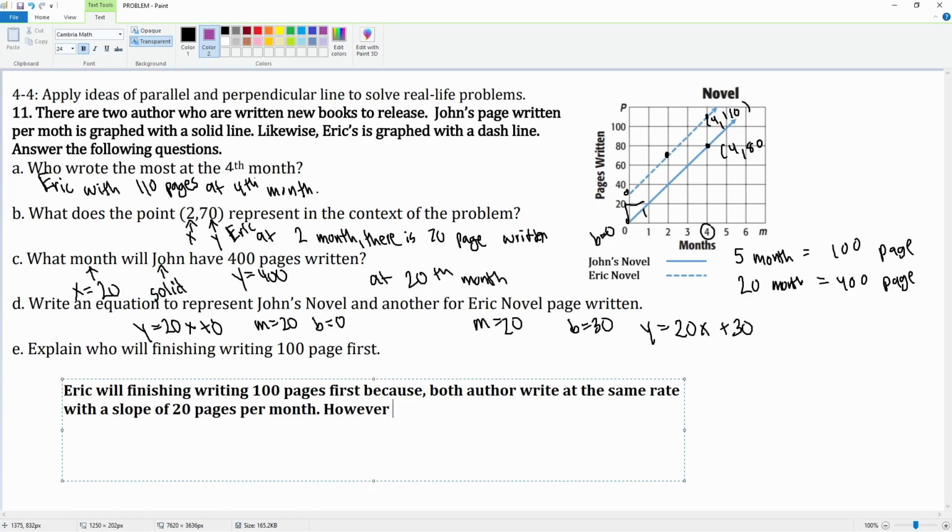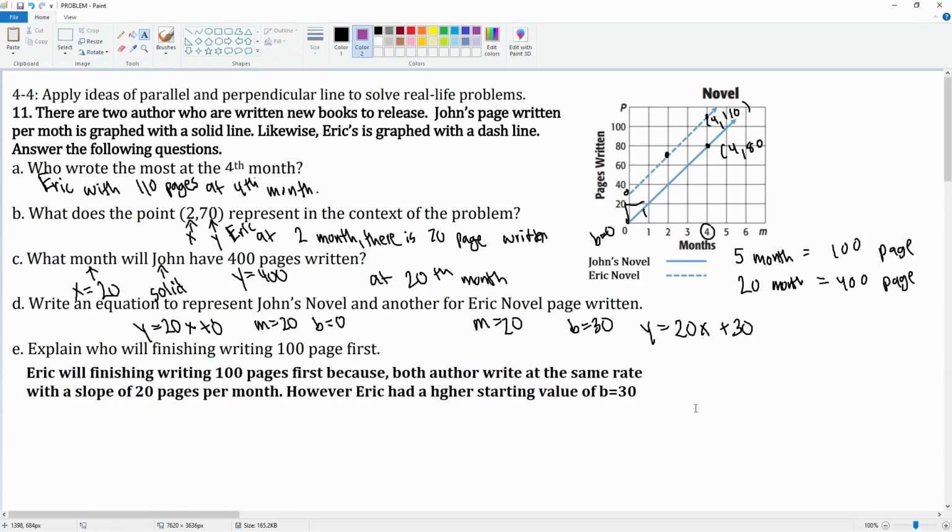However, Eric had a higher starting value of b is equal to 30. And that is the reason why Eric will write 100 pages first, because he had a larger head start.